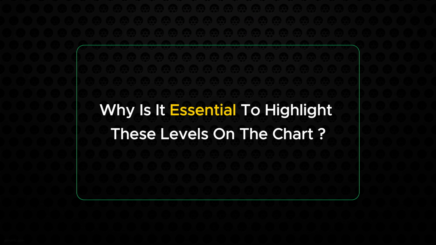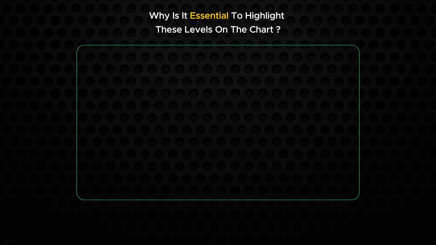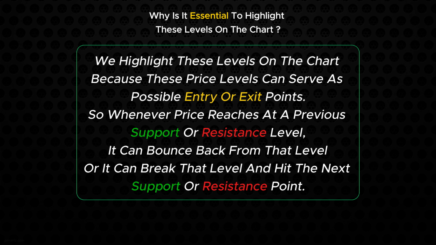The next question is, why is it essential to highlight these levels on the chart? We highlight these levels because these price levels can serve as possible entry or exit points. Whenever price reaches a previous support or resistance level, it can bounce back from that level, or it can break that level and hit the next support or resistance point.